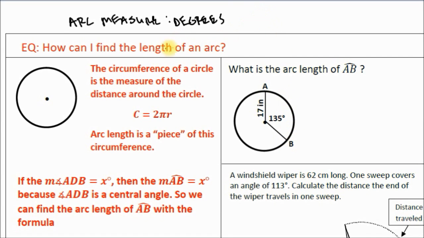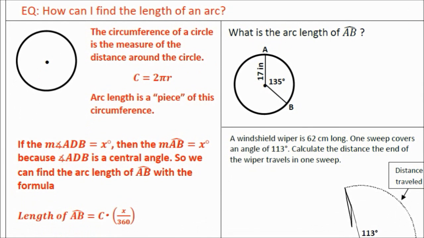Arc length is something different. Arc length is what is the distance from point A around the circumference to point B? What is the length or the distance? And that's not going to be measured in degrees. For this example, it's going to be measured in inches. So let's go over some background to make sure we understand this a little bit better.